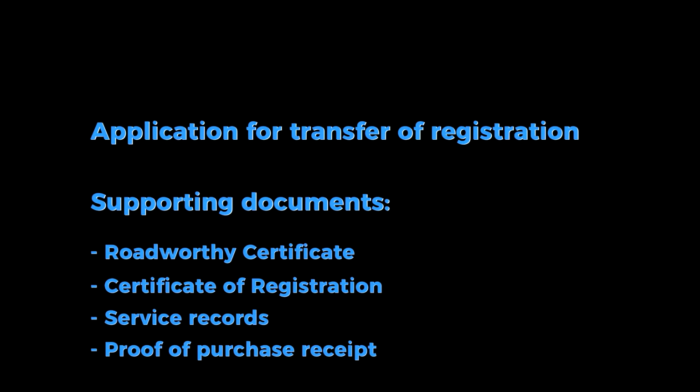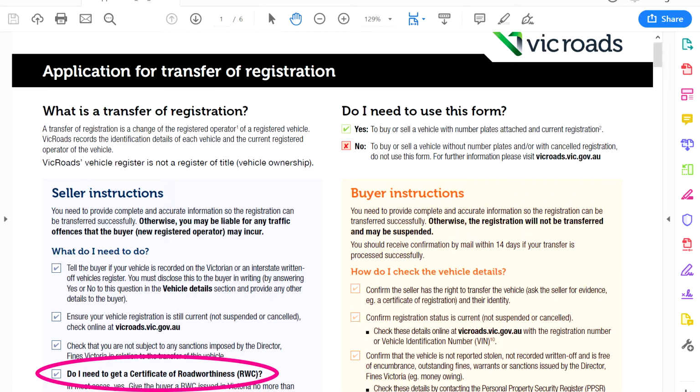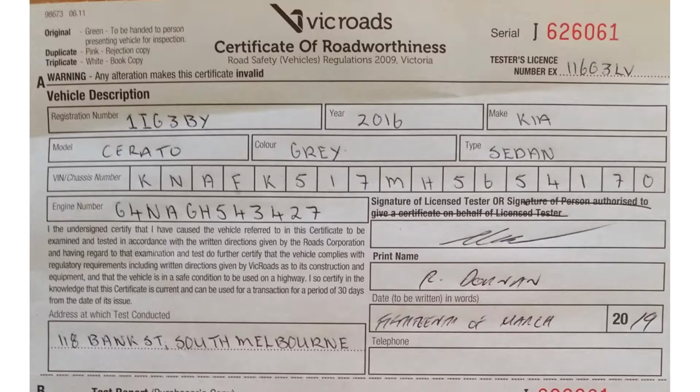So let's go back to the application for transfer of registration and go back to the first page and see what supporting documents we need to sell the car. And the first thing that comes out straight away is the certificate of roadworthiness. Certificate of roadworthiness looks like this.